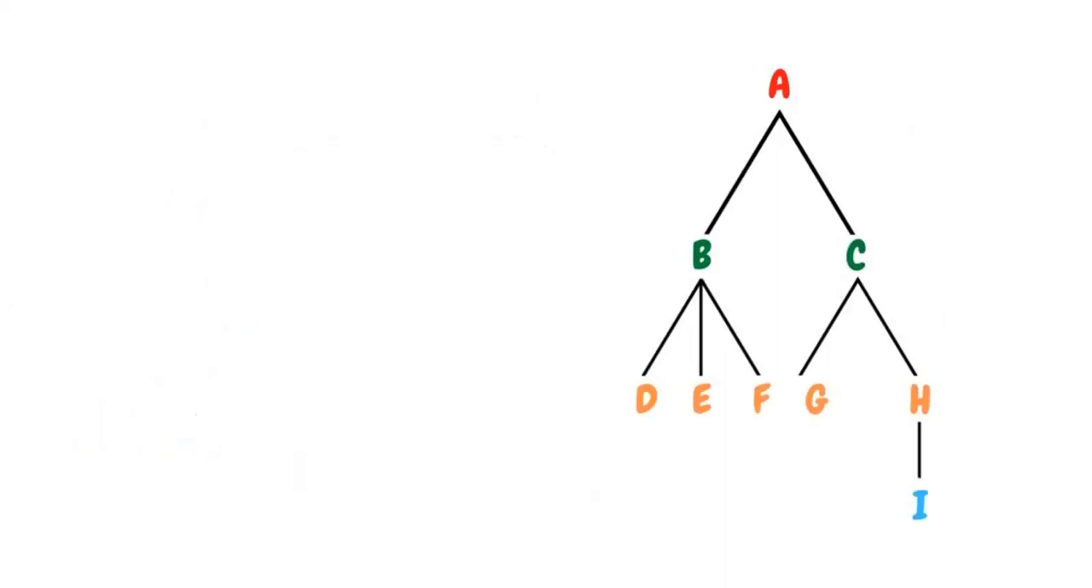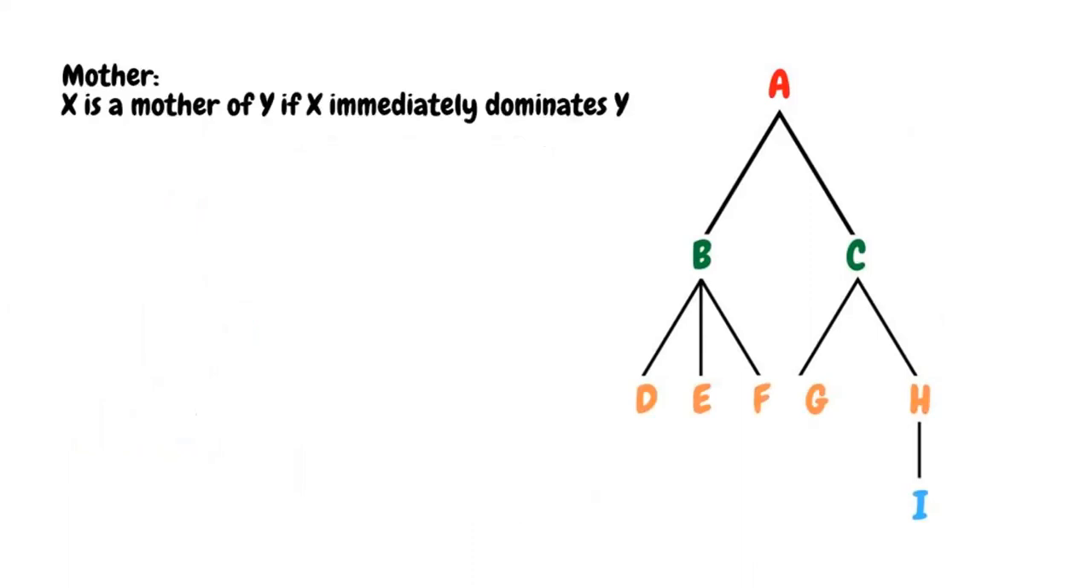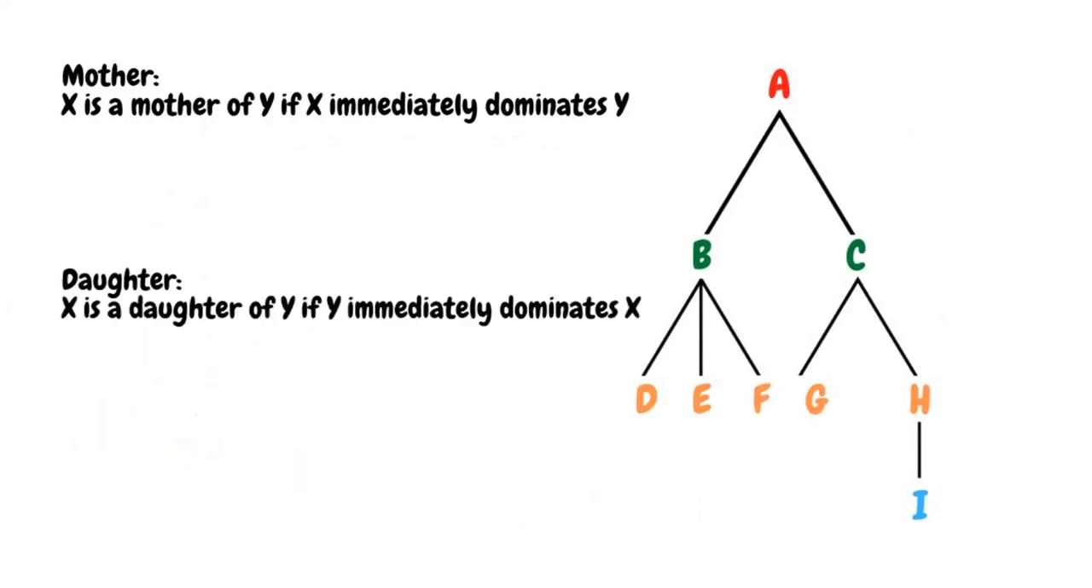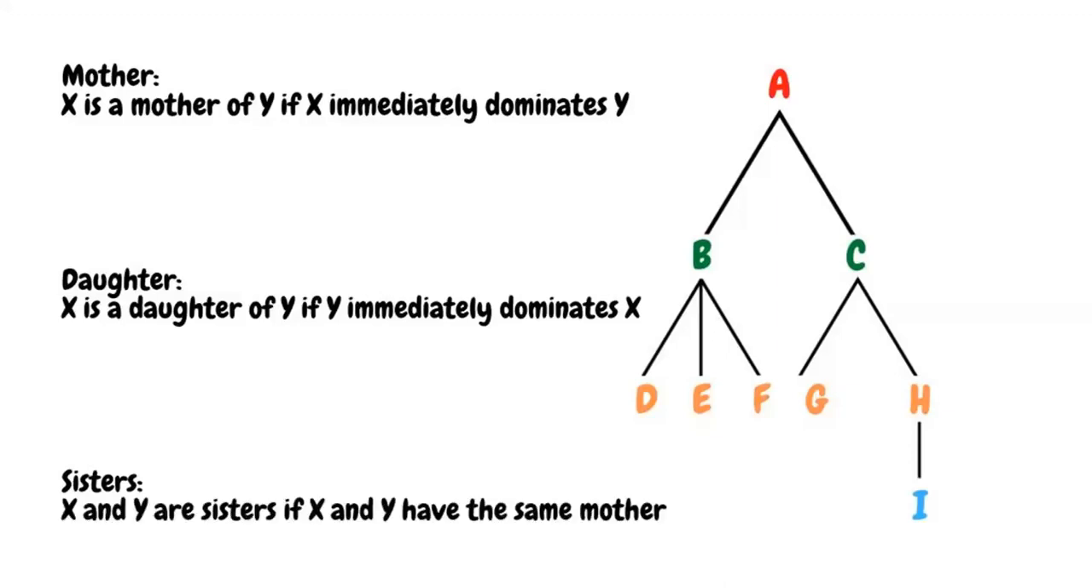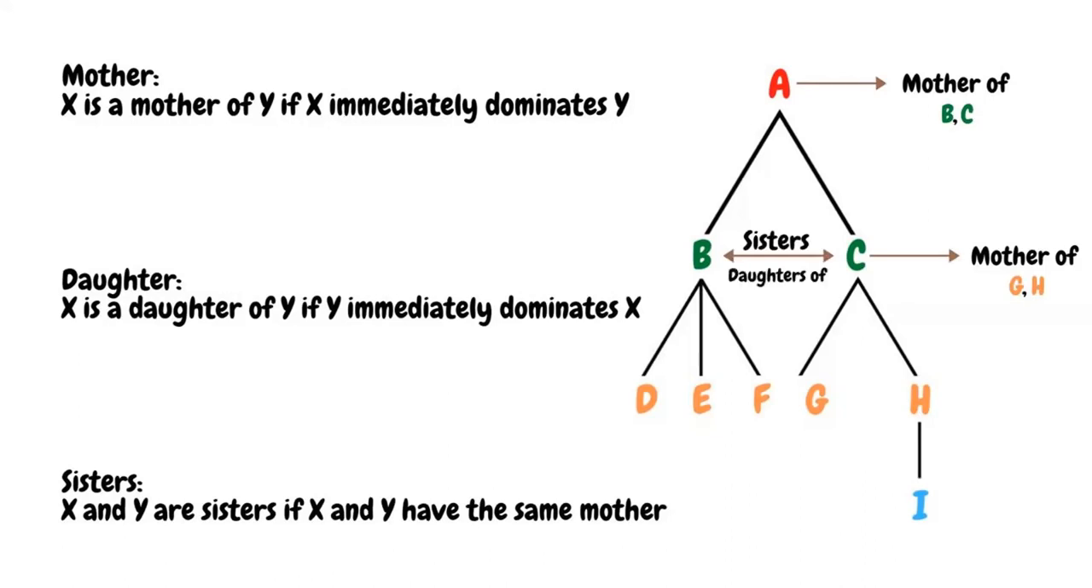Now we have some terms, and these terms are mothers. So we can say that X is a mother of Y if X immediately dominates Y. And we have daughters, and we can say that X is a daughter of Y if Y immediately dominates X. And finally, we have sisters, and we can say that X and Y are sisters if X and Y have the same mother. So A is in the very top tier, and B and C come below it. So A is a mother of B and C. And also C is a mother of G and H. Now B and C are sisters, and they are also daughters of A.